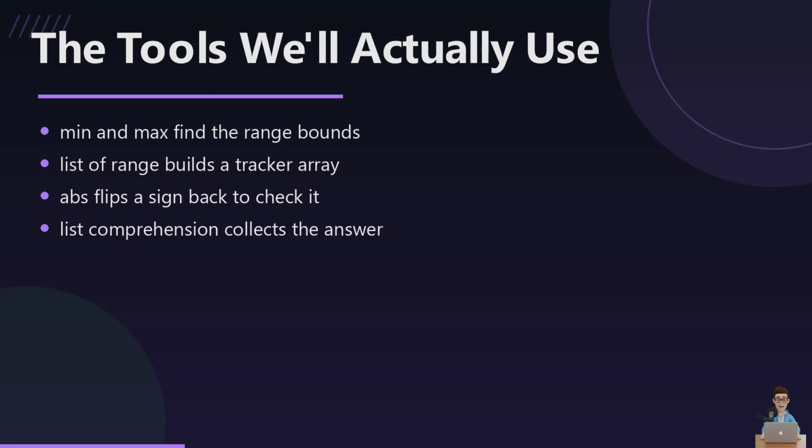That's it. And a list comprehension is just a compact loop that builds a new list by keeping only the items that pass a test, like keeping only the numbers greater than 1.